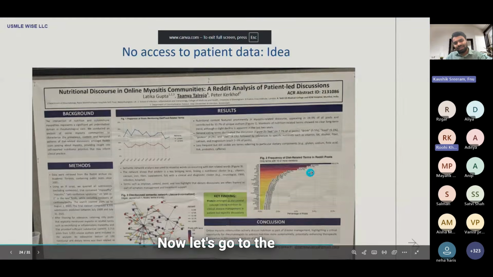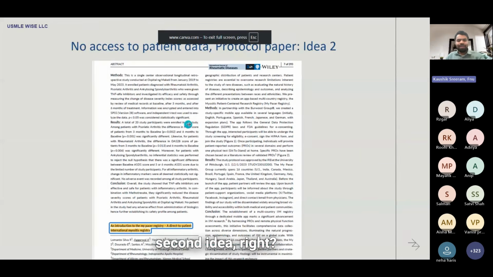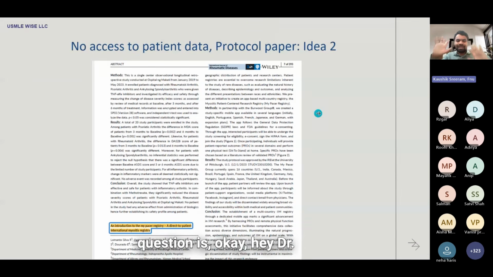Now, let's definitely go to the second idea, right? The second question is, okay, hey, Dr. Kaushik, you showed me how to write a protocol. You showed me that you can go to Reddit and come up with your answers. Now, can I submit without enrolling one patient? Can I submit my protocol to a conference? Of course, yes. Even without enrolling one patient, the fact that you have gotten your IRB approval is enough to submit your paper to a conference.